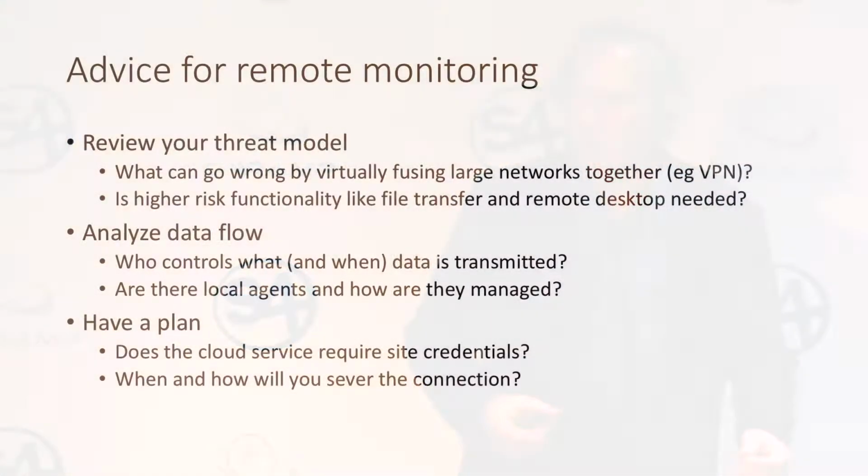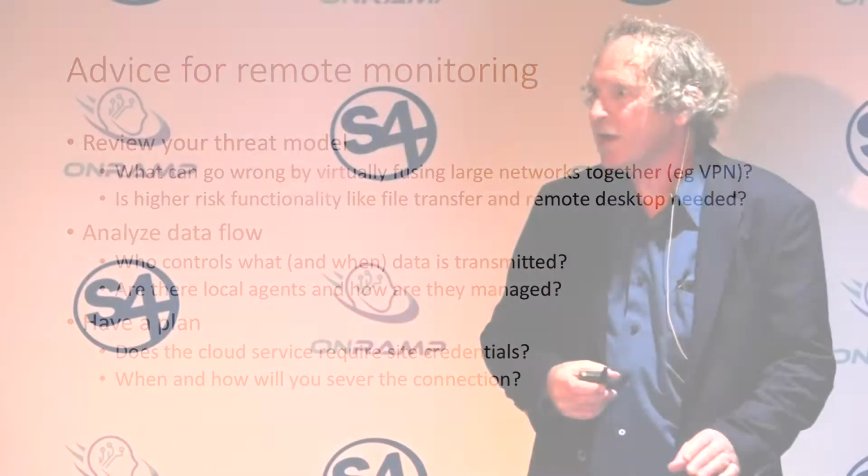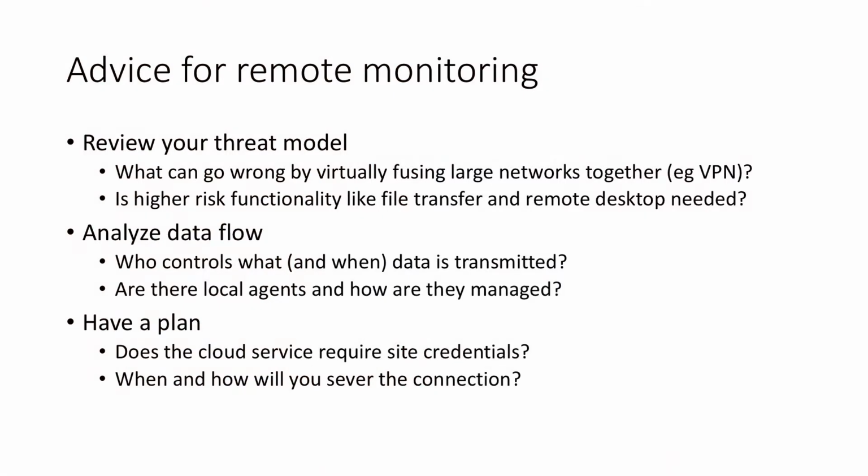Know your threat model. Know what can go wrong. Are you fusing two giant networks together with a VPN? That sounds a little hazardous. What about functionality like file transfers, remote desktop? Those things should make the alarm bells go off. Dig into the data flow, really analyze it, understand what's going on. And of course, have a plan. When NotPetya, WannaCry is floating around, know how to open the drawbridge. Know how you're going to disconnect things.